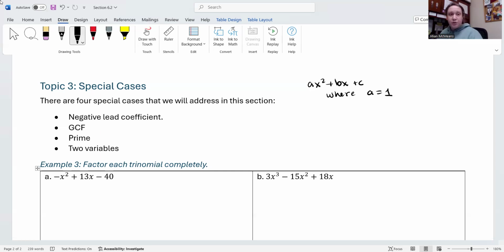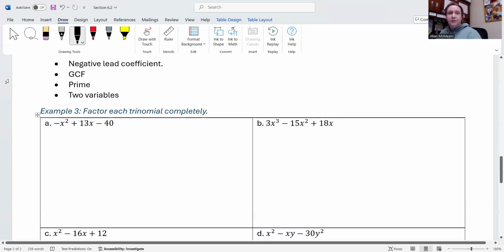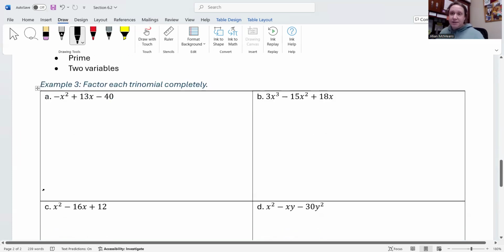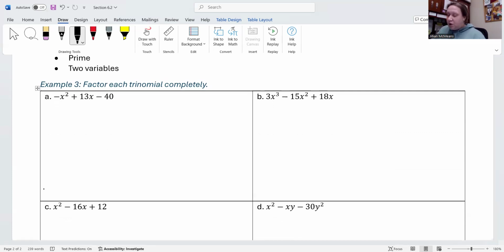For example 3, it says factor each trinomial completely. Let's look at part A. Right off the bat, I see that the x squared term has a coefficient of -1. So what we want to do here is factor out a GCF of -1. We know how to factor a quadratic trinomial where x squared is exactly positive 1x squared. If it's got that negative, we don't know how to deal with that. But we do know how to factor out a GCF. And we also know that if the lead term is negative, we can factor out a negative GCF. And that's exactly what we're going to do here.